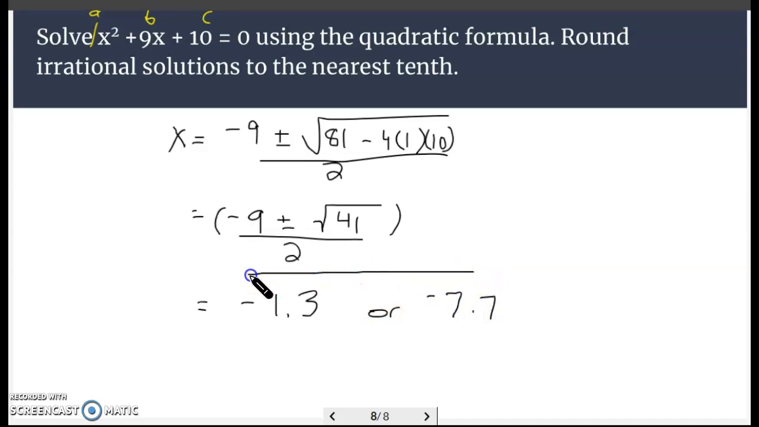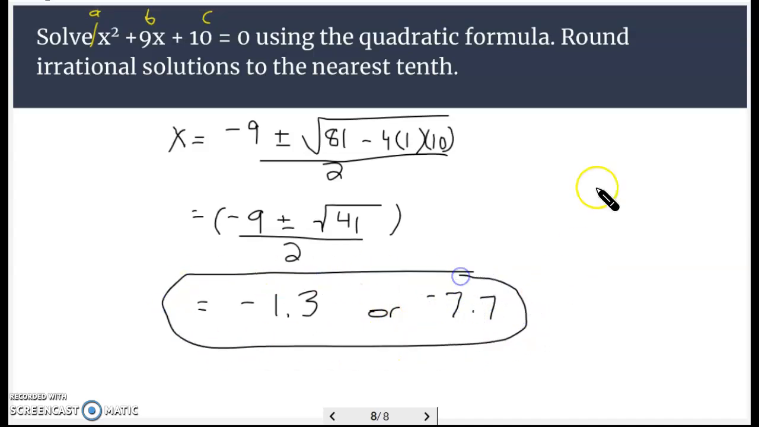Two answers, negative 1.3, negative 7.7. That's how the quadratic formula works, as well as the discriminant.